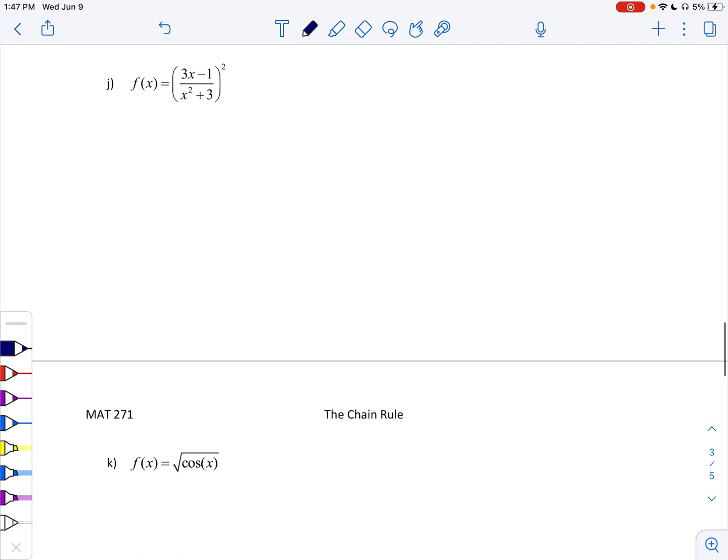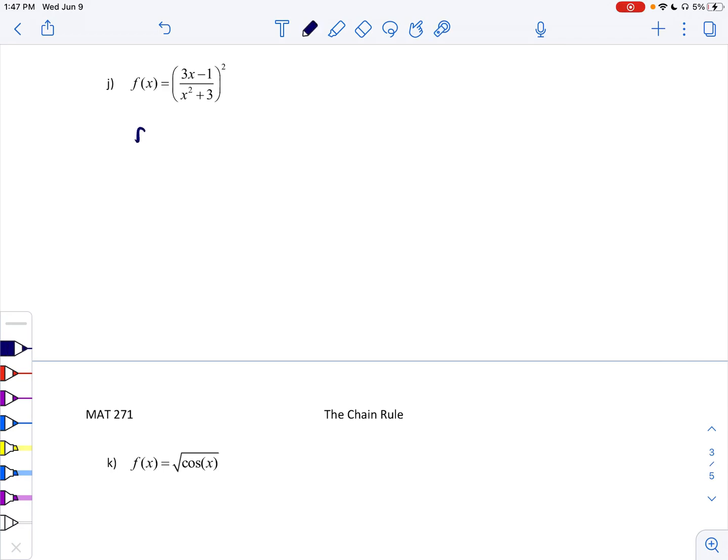All right, this next one, we again have a quotient and a chain rule, but unlike the previous example, there's really no way to get rid of the quotient in this case, so we're just going to have to tackle it. All right, so our outside function is the square, and our inside function is this 3x minus 1 over the quantity x squared plus 3.